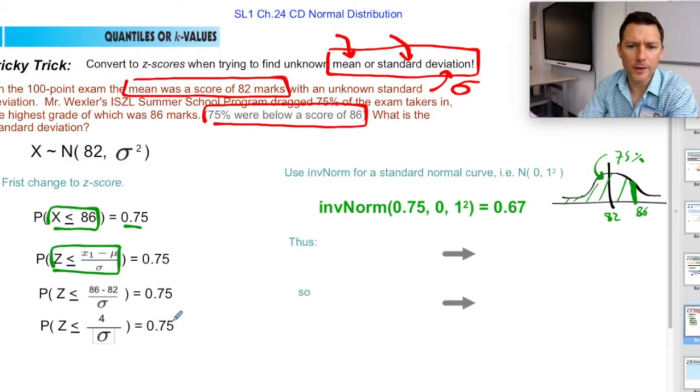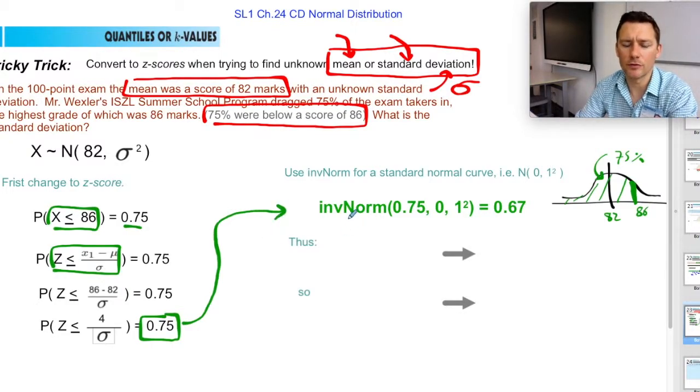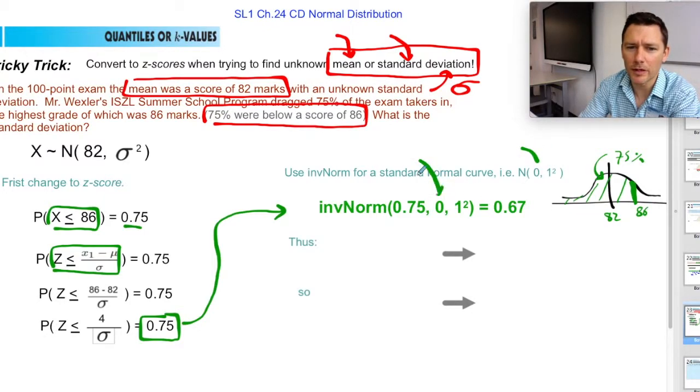Instead of this relating to the raw score, we're going to have to turn it into a z-score by taking the inverse normal. And the inverse normal will tell us in a normal curve, and we make it be a normal curve because we make it have 0 for the mean, and we make it have 1 for the standard deviation.